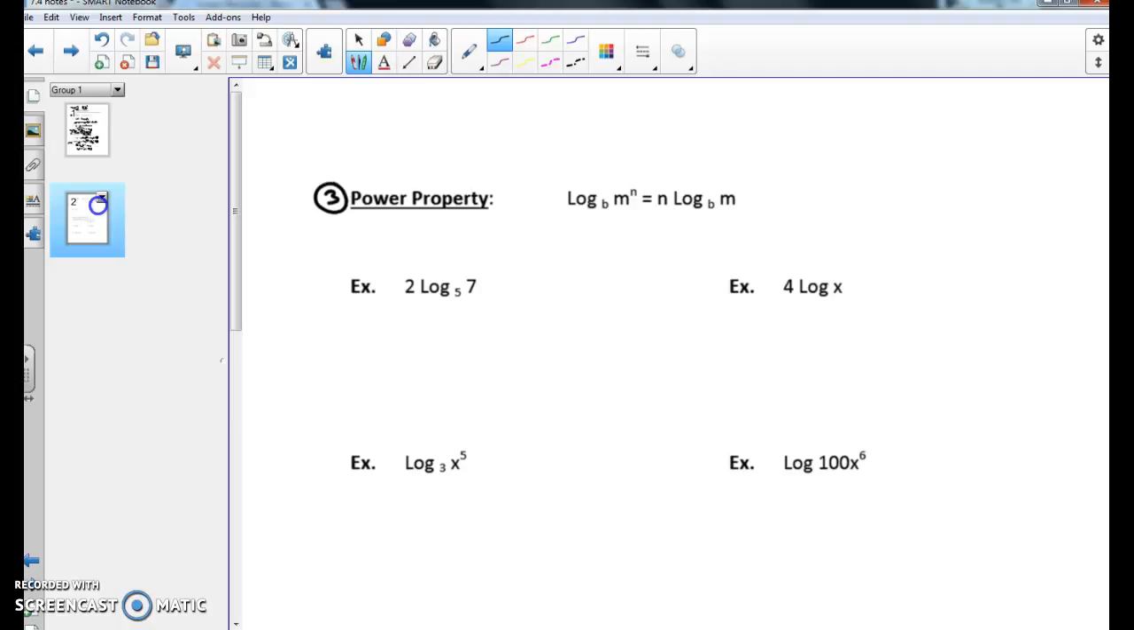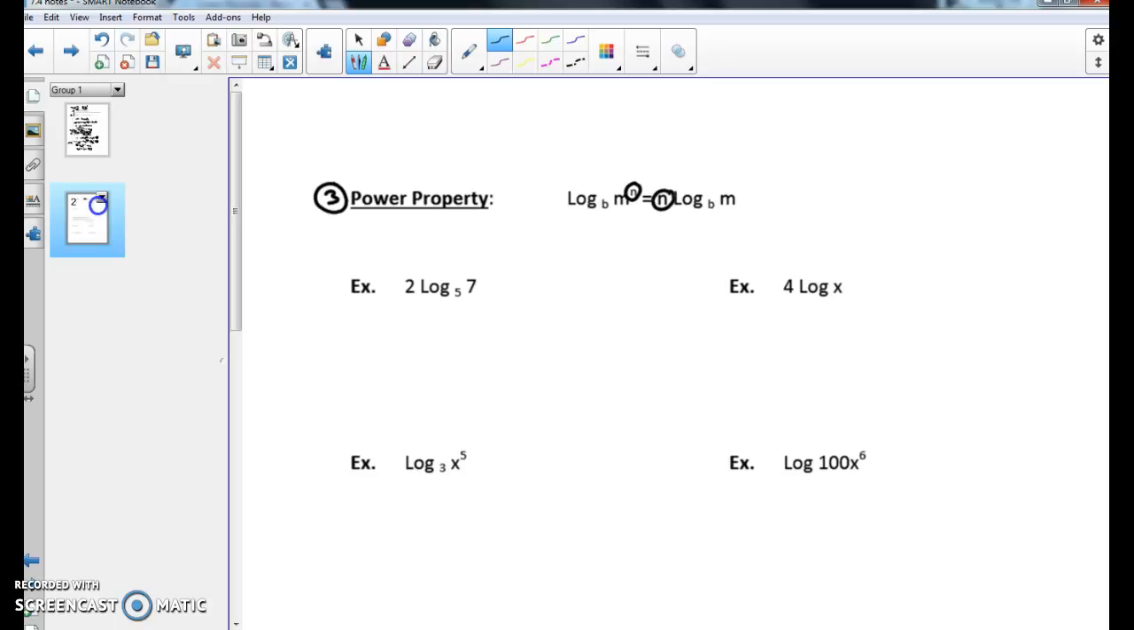Look at this model here, okay? Log base b of m to the n is equivalent to n log base b of m. So what's that saying here? Well, if you look at the first half of this equation, n is your exponent. In the second half of the equation, n is in front of the log.